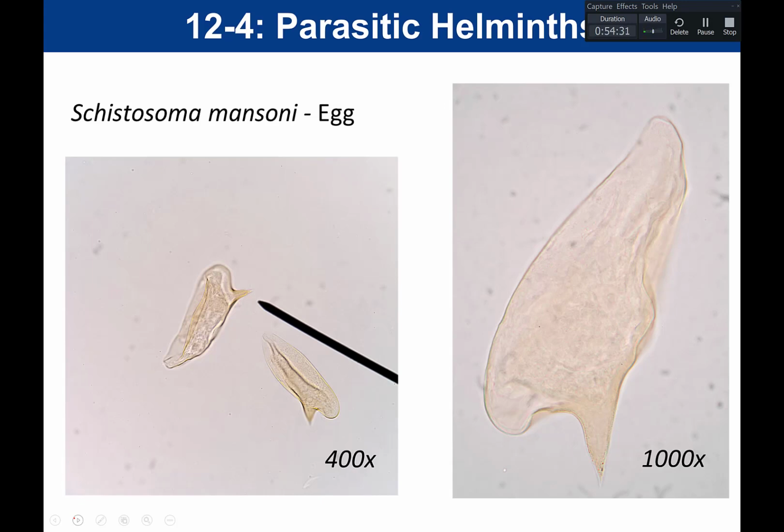And then we have the eggs under various magnifications. But again, you can see this little fin. That's what tells you schistosoma eggs. And so that's what you're looking for when you're trying to identify those schistosoma eggs, is look for that surfboard fin looking structure.